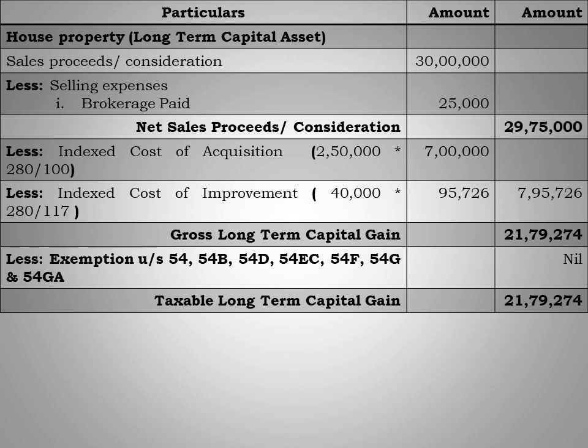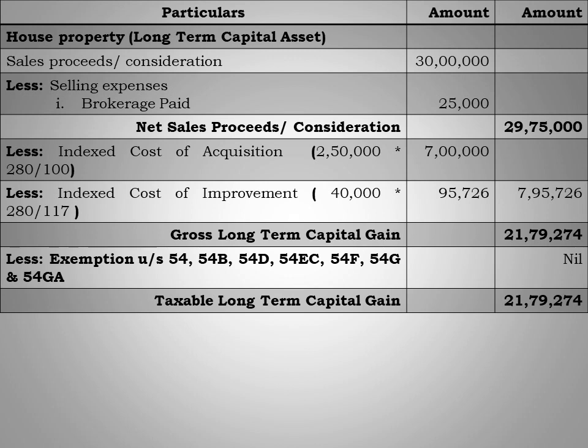the net sales consideration of rupees 29,75,000, which we are going to put in the outer amount column. And this is the output of stage 1. Next, we have to deduct both indexed values if they have been provided in the problem.